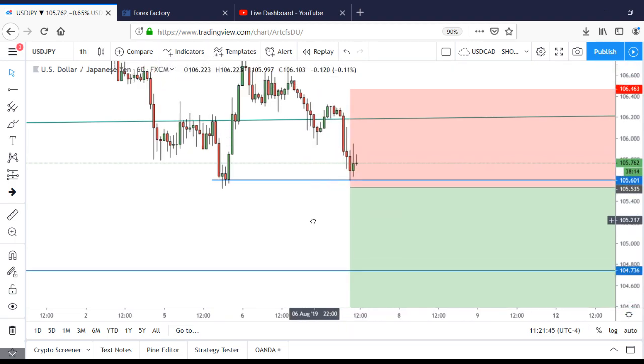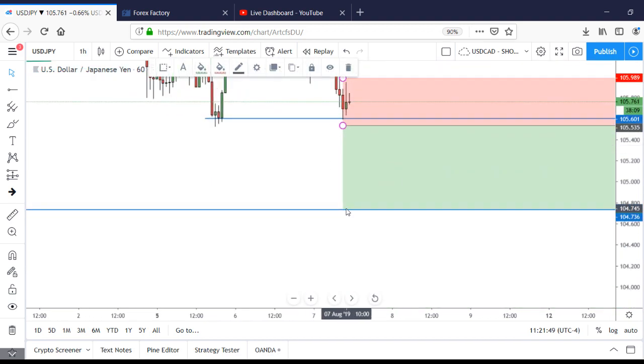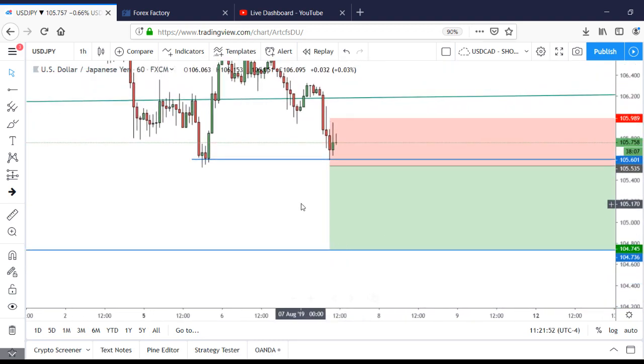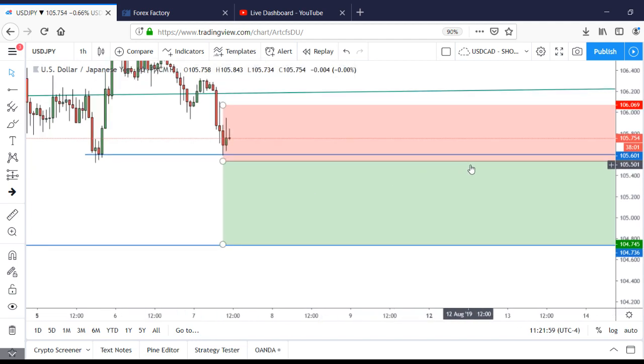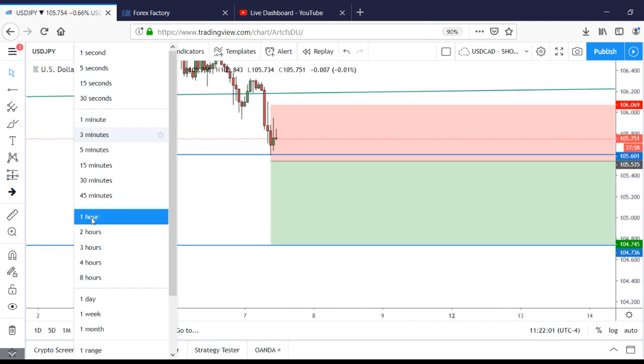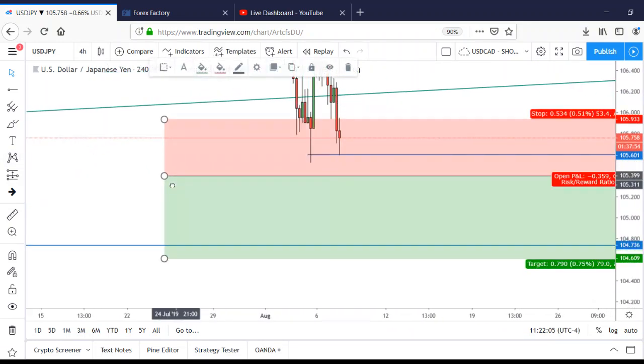But you can catch the continuation move down with the sell stop somewhere down here, and our take profit right there. Stops just above the recent highs. You can even extend it a bit further, but the overall risk to reward is there, and that's what you can do if you did miss the initial push down. So that's USD yen.